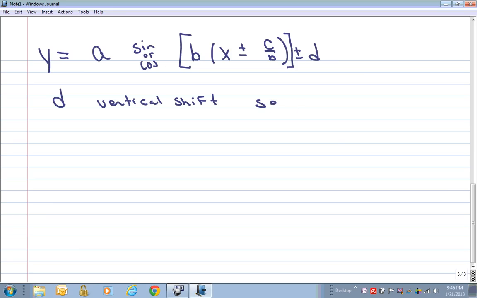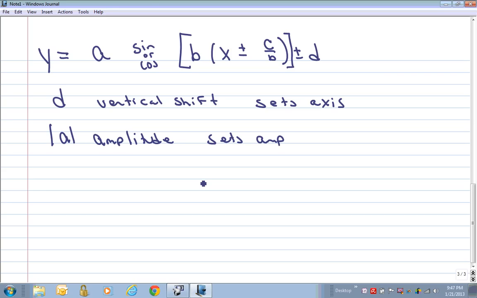Which sets your axis, the middle of your highway. And then I would do my amplitude, which is your absolute value of A. And this sets your parameters, your amplitude. Then I would worry about my period and my phase shift.